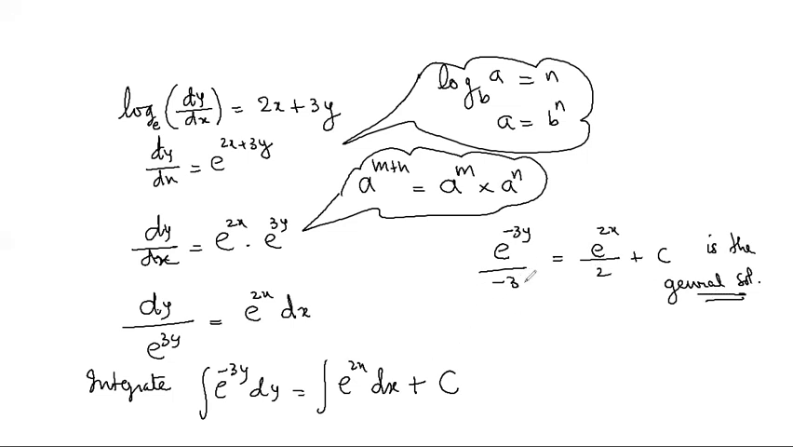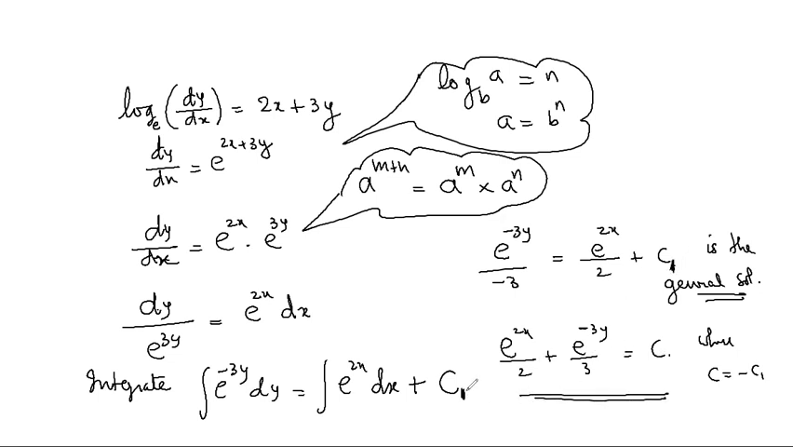If you feel like, you can bring them to one side. e raised to 2x upon 2 plus e raised to minus 3y upon 3. Even if you write here c1 and write it as c, where c is minus c1, because I interchanged position. So the constant here became c1, I wrote it to make my answer look beautiful. Always end your answer with a c. Here I wrote c1 because when I transfer, otherwise I should have written c1 over here. Remember that even if you write minus c, even if you write c, if you write 1 by c, all mean the same, all are constants.